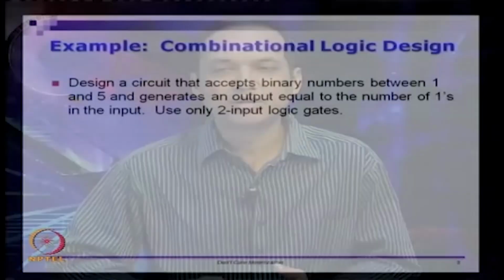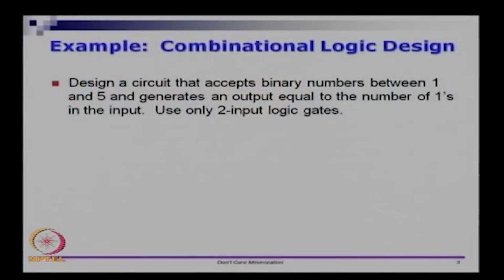I am going to give you a 3-bit binary number, and I am telling you that it can take values from 1 to 5. If I tell you that there is a 3-bit number, all combinations from 0 to 7 are possible, but in the circuit that I am designing, let us say I am interested only in the numbers 1 to 5. Then the numbers 0, 6 and 7 do not appear in the inputs, and I can treat them as don't cares.